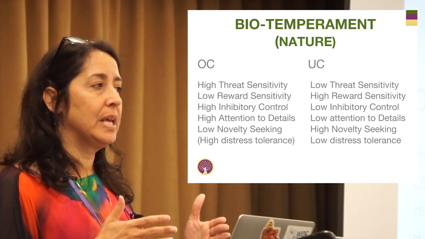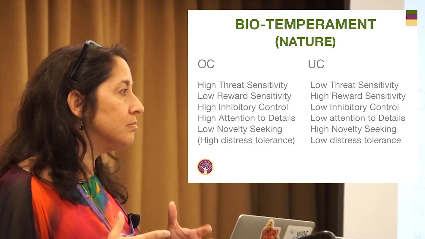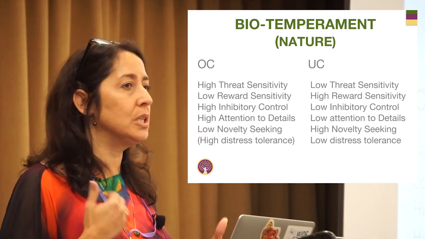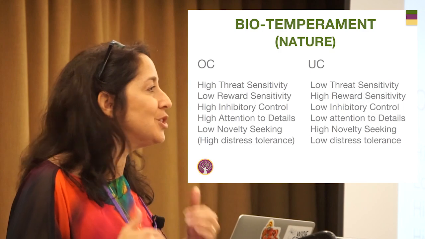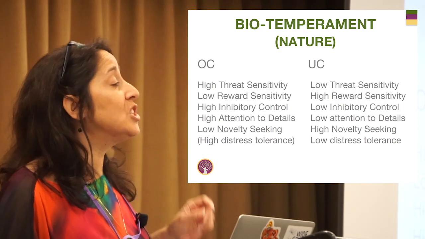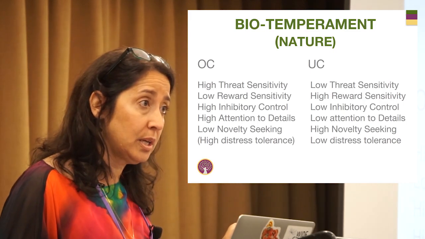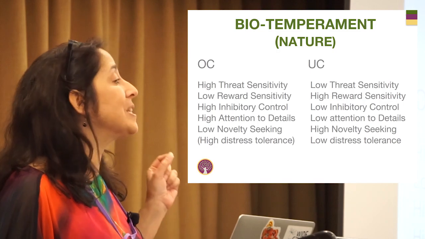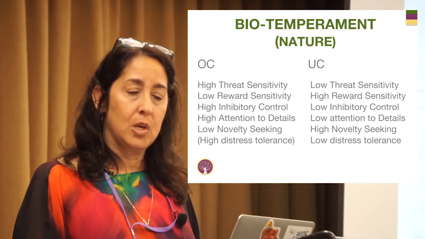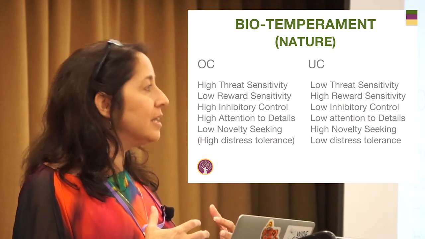They internalize that distress. They hold it. In other words, if you really get to know most OCs, internally, they feel just as distressed as any UC. But it is their superior inhibitory control that prevents them from expressing it. So they hold it in and they contain it, and it's still there.